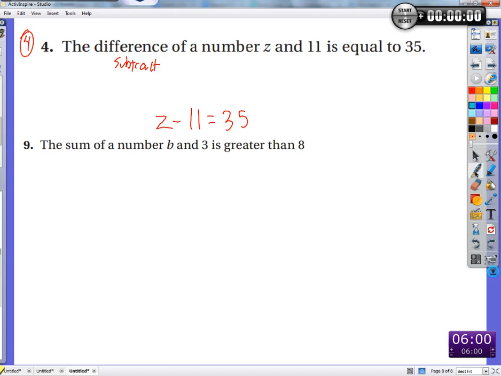Okay. What does sum mean? Addition. The sum of b and 3 is greater than... Yeah? Crocodile. Okay, that's the only way I remember it. The crocodile likes to eat the greater thing, right? So it's bigger than 8, greater than 8.